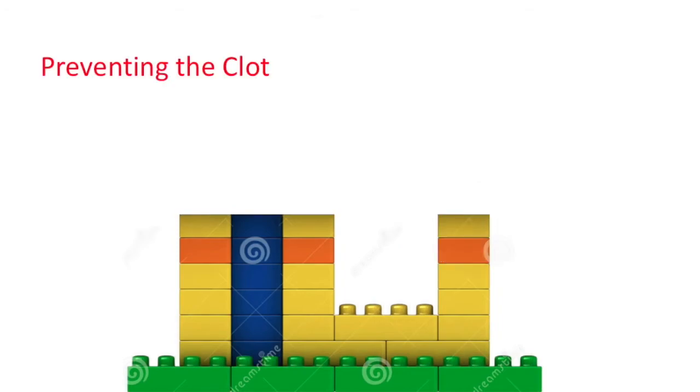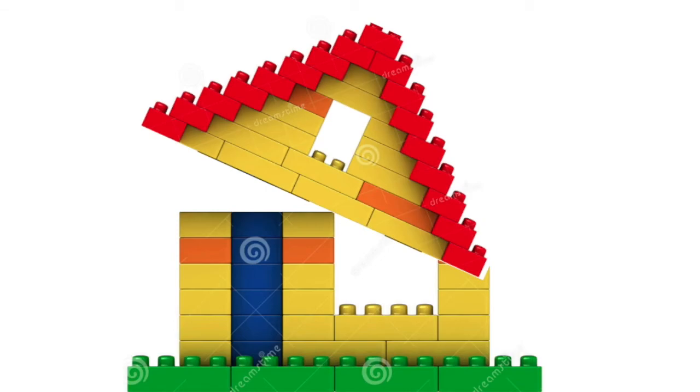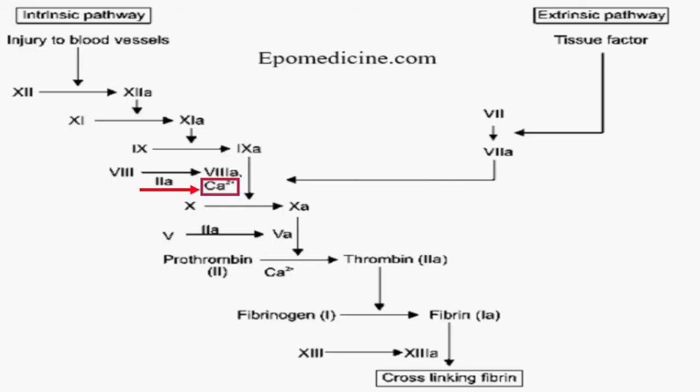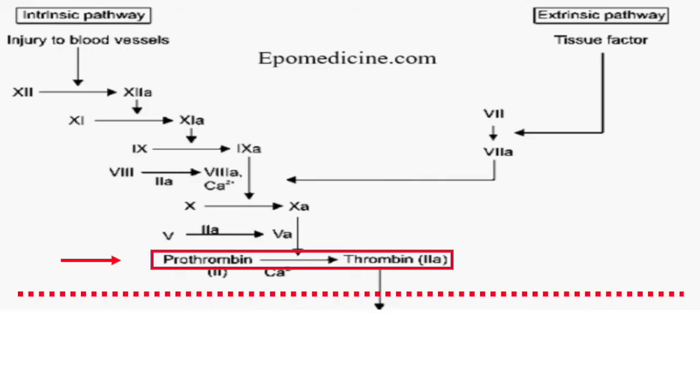And that just sort of takes away our roof. So we don't have a house anymore. We have the building blocks for the house, but we don't actually have a house. We need all these things in place in order to make a house, and if we take the house apart, it might fall apart, because we're either stopping the blood from clotting by removing calcium, or we are stopping the blood from clotting by inhibiting the conversion of prothrombin to thrombin.